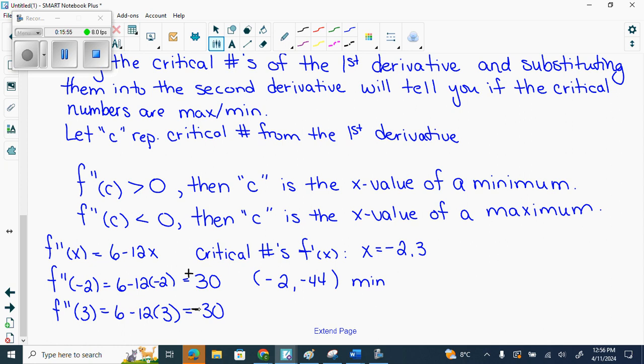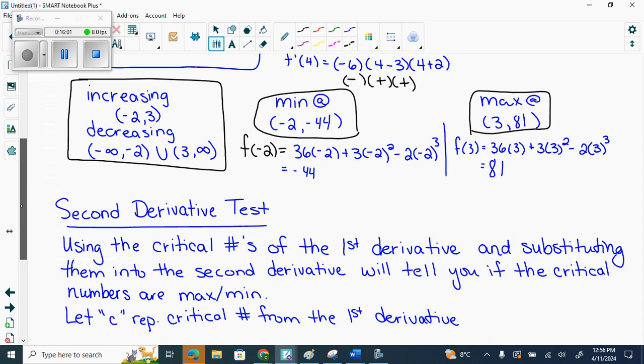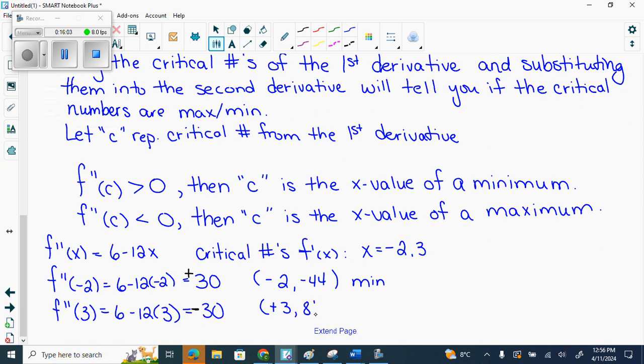So we know that this is negative, so positive 3 and, I don't remember what you told me, 81, is a max. Cool. So we just found a quicker way that we can decipher if something is a max or a min. Correct?